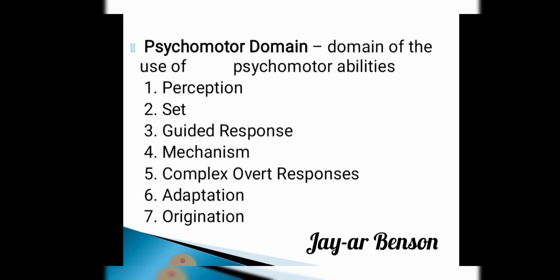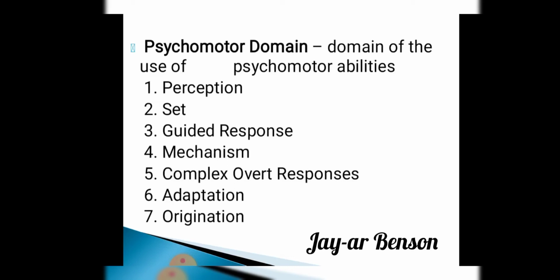The first one is perception. Perception is the ability to use sensory cues to guide motor activities. This ranges from sensory stimulation through cue selection to translation. The second one is the set. The set is the readiness to act. It includes mental, physical, and emotional sets. These 3 sets are dispositions that predetermine a person's response to different situations. It is sometimes called mindsets.